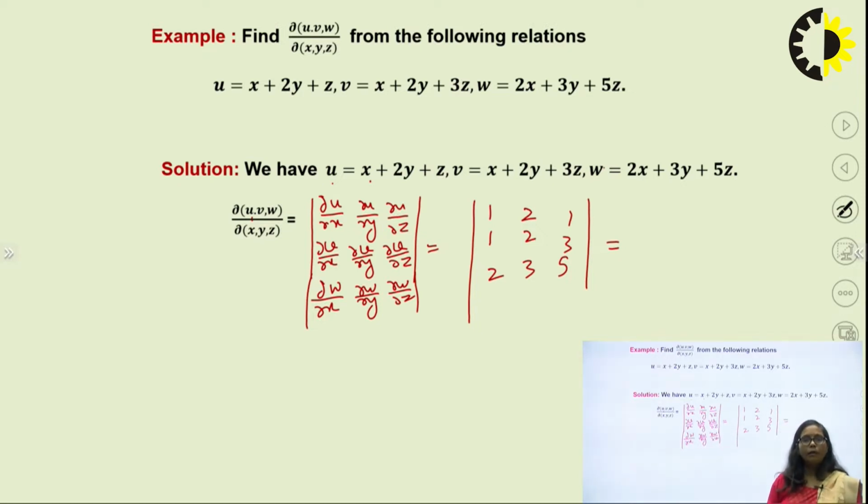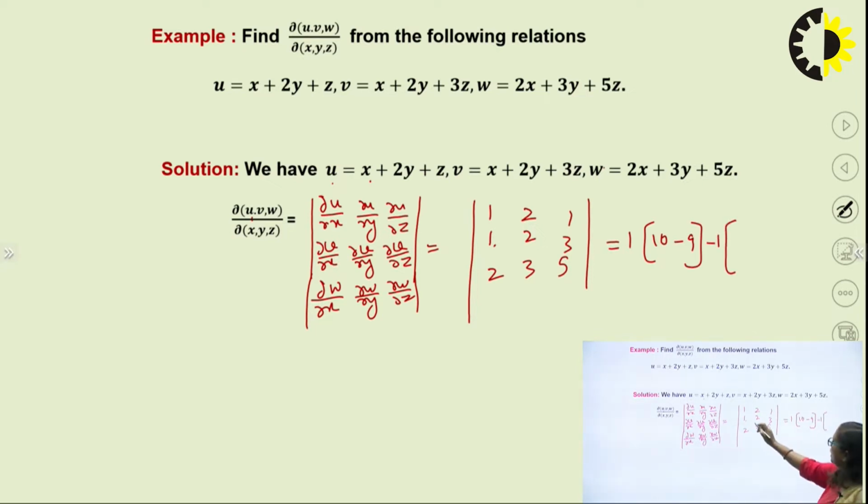Now, you all know how to solve a determinant. Suppose we are expanding this determinant by the first column. Taking this 1 multiplied by 5 2s are 10 minus 3 3s are 9, minus the second element, which is 1 here, so minus 1 into, leaving this row and this column, we get 5 2s are 10 minus 3, and plus the last element, 2 over here, leaving this column and this row, we get 3 2s are 6 minus 2. Now solving this value, 10 minus 3 is 7, so this is minus 7, 6 minus 2 is 4, and 4 2s are 8, so plus 8.